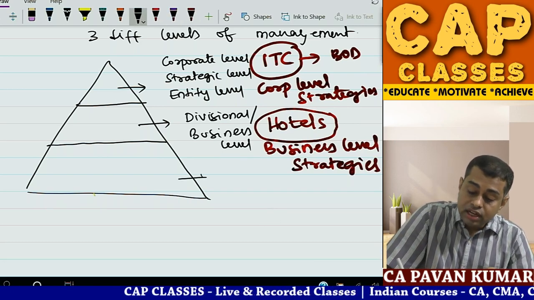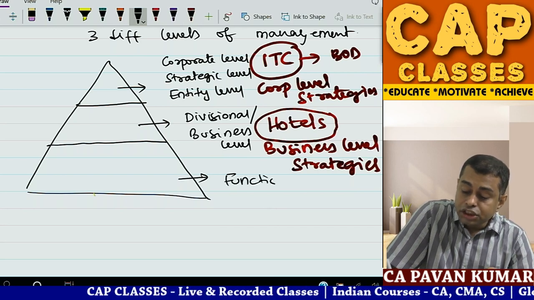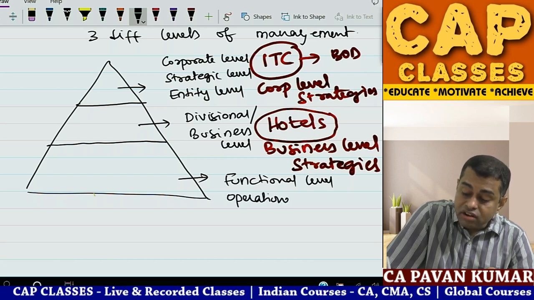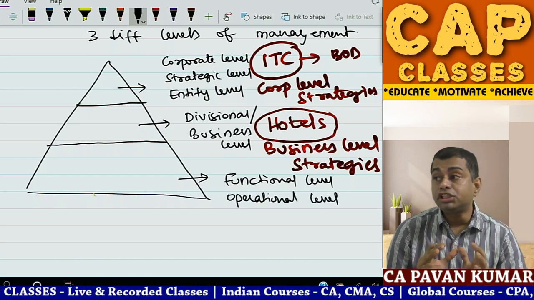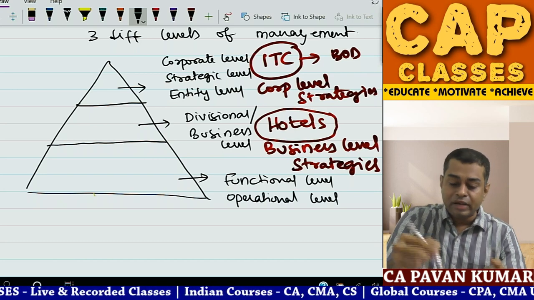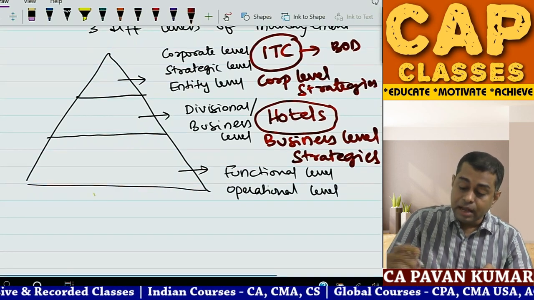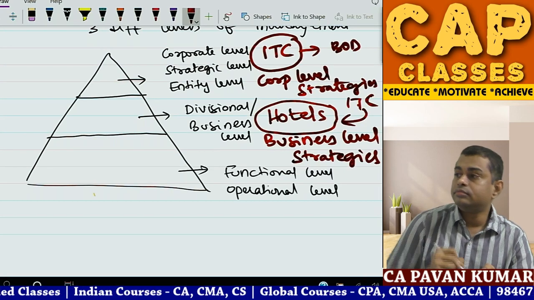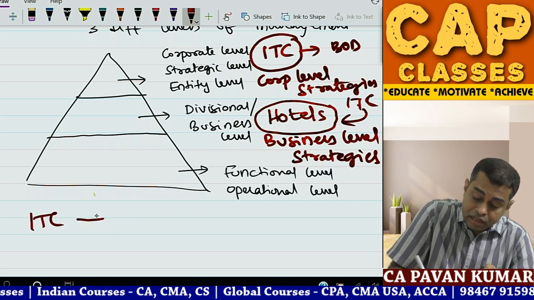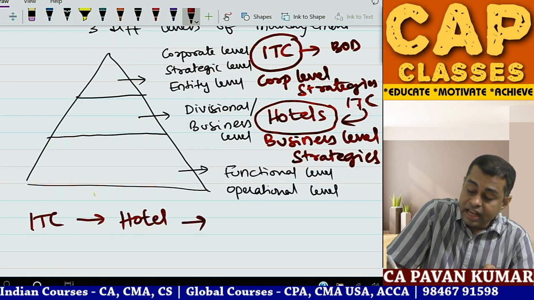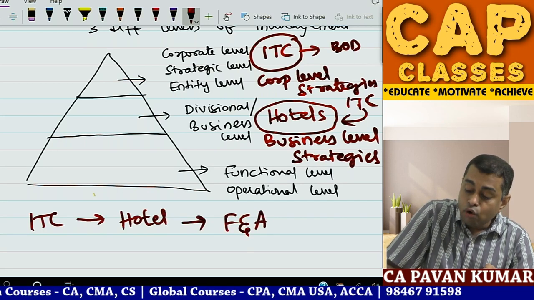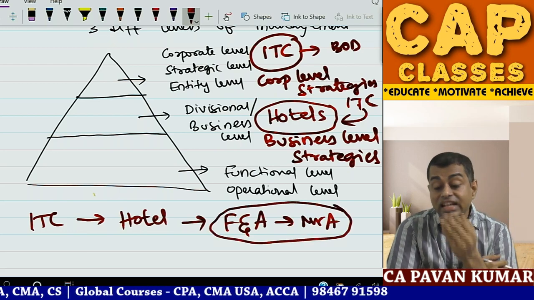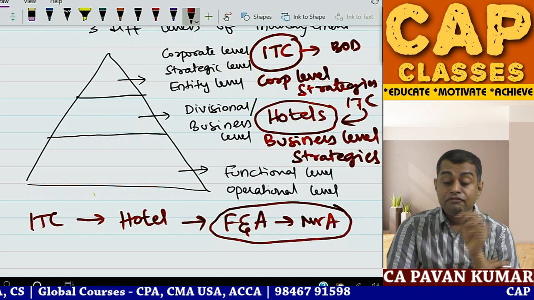Now come to third level. This is called functional level, also known as operational level strategies. This is the third level of management. For example, in ITC hotel division, there is finance and accounts, and there is one Mr. A who is manager of finance and accounts. He is third level. He is called functional level.